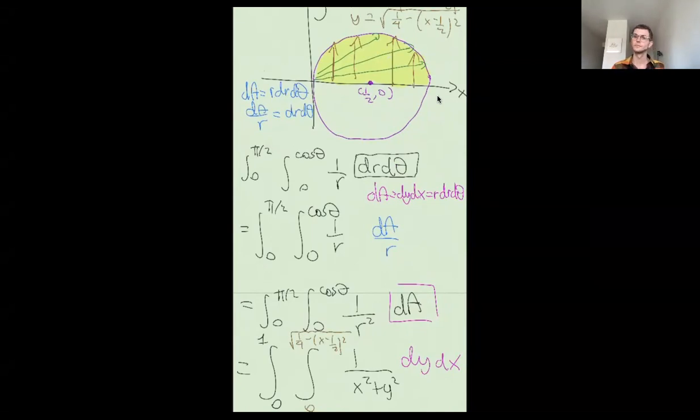And the double integral of 1 over r, that's just the original polar coordinate function, right? The 1 over r was the original function example that I gave you. Yeah.